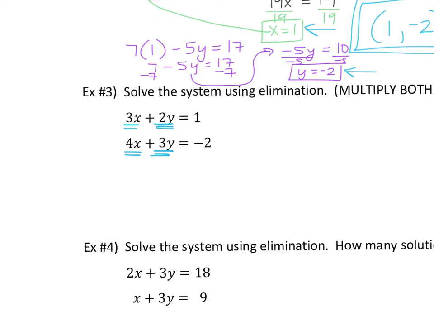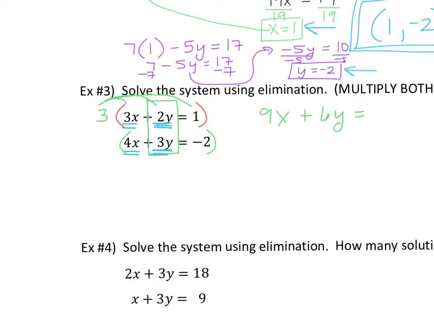So what I'm going to do is multiply the top equation by something, and multiply the bottom equation by something so that I get coefficients that are opposites of each other. Let's look here. If I multiply the top by 3, so that I distribute this, I'm going to get 9x plus 6y equals 3.